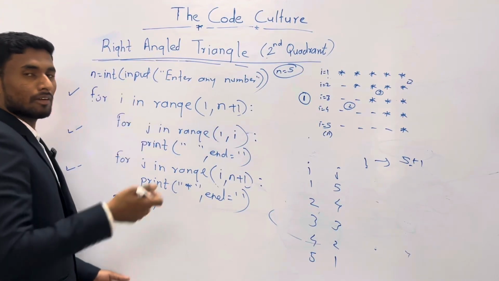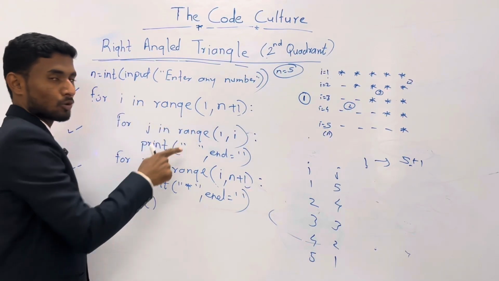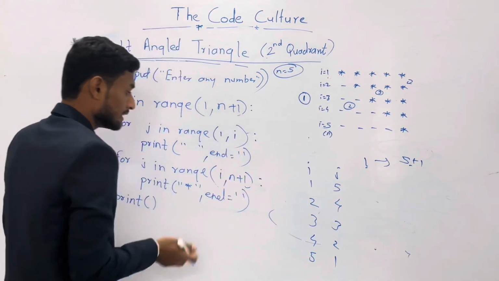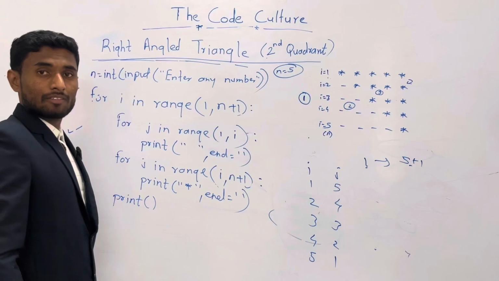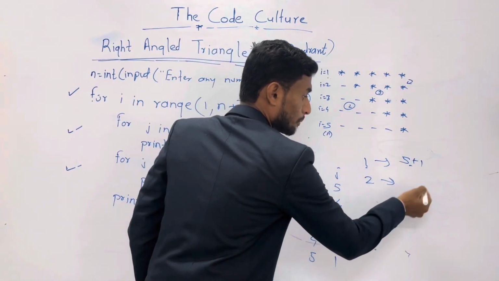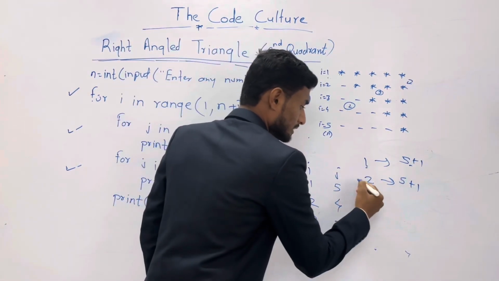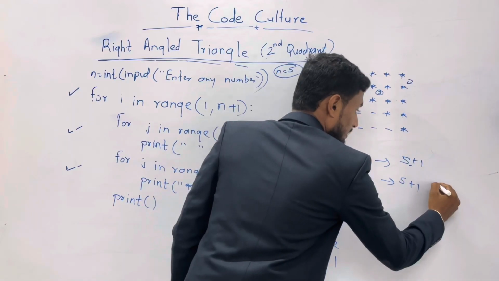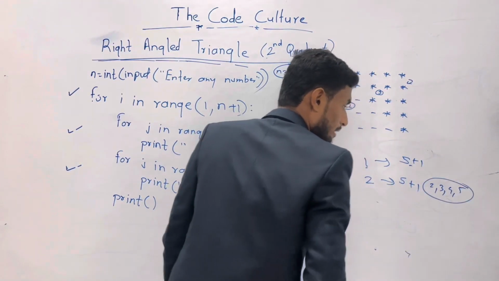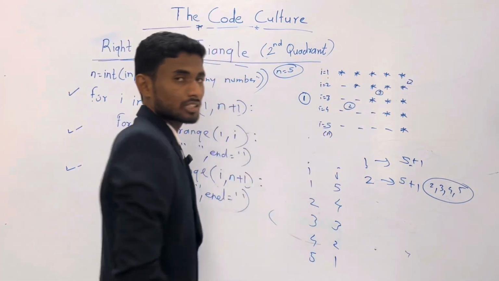After that, what is the value of I? The value of I is 2. If the value of I is 2, this for loop will repeat only once, so we will get one space, that is this space. After that, I will start with 2 and go up to 5 plus 1. So the possible j values are 2, 3, 4 and 5. How many times will this for loop repeat? 4 times, for the j values 2, 3, 4 and 5. So I will get 4 stars.